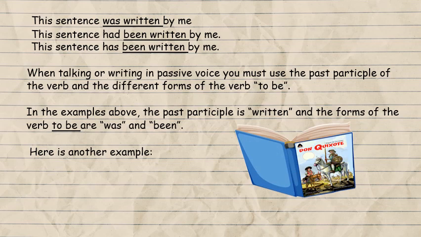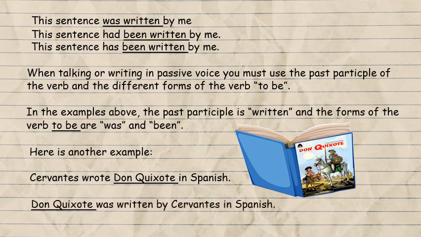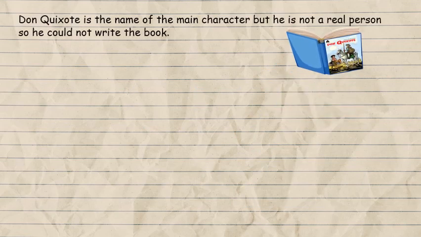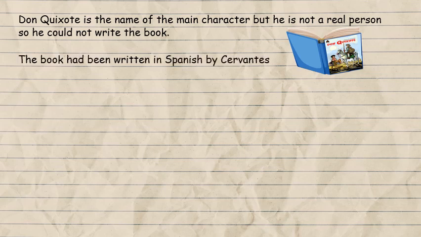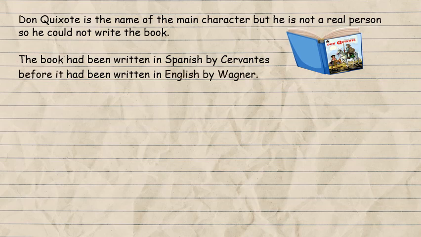Here is another example. Cervantes wrote Don Quixote in Spanish. Don Quixote was written by Cervantes in Spanish. Don Quixote is the name of the main character, but he is not a real person, so he could not write the book. The book had been written in Spanish by Cervantes. Before it had been written in English by Wagner.